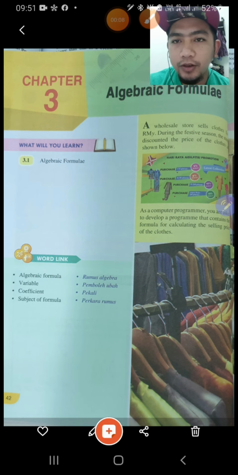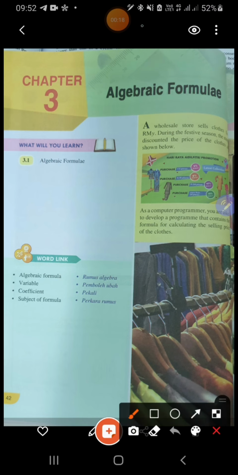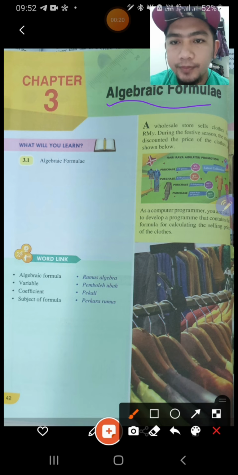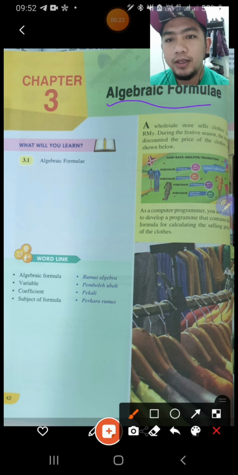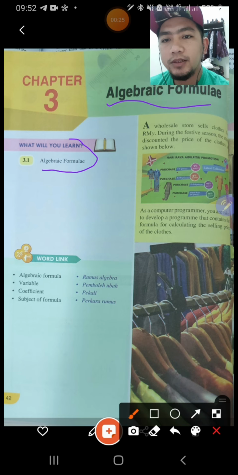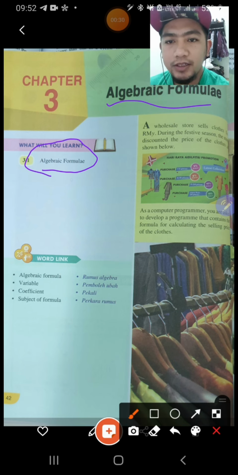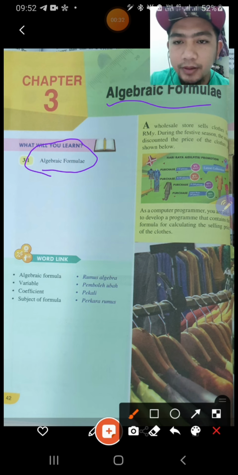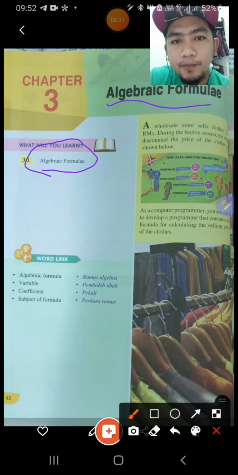So today we are going to learn chapter 3. It's about algebraic formula. So what will you learn in this topic is about algebraic formula. Actually this is almost the same as algebraic expression, but formula here refers to you have to know how to create a formula.